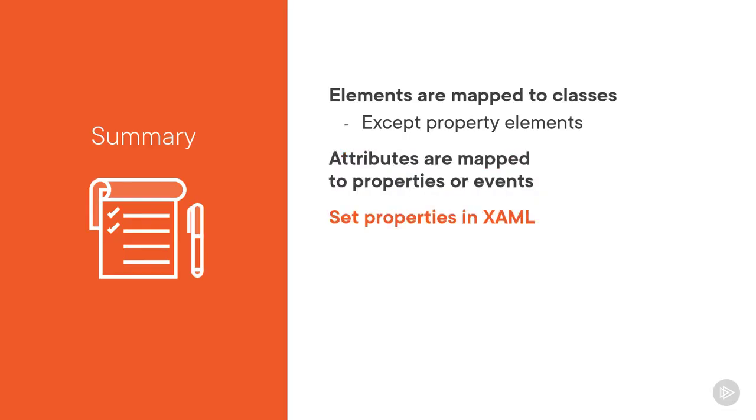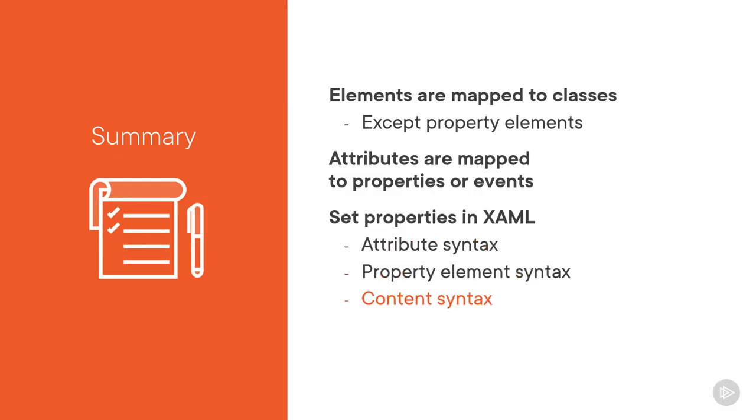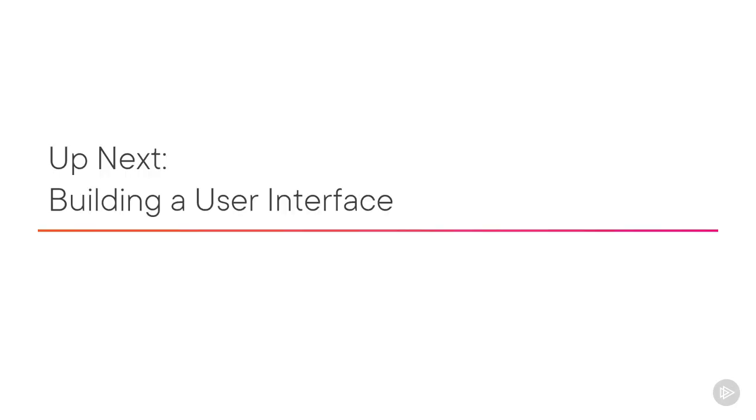In this module, I also showed you different ways how to set properties in XAML. You learned how to use attribute syntax, property element syntax, and content syntax. In the last clip, you also learned how to use collection syntax to add objects to a collection property. Now you have the XAML skills that you need to read and write XAML documents. In the next module, you will learn more about WPF layout panels like the grid, and you will build the user interface of the customer's application.